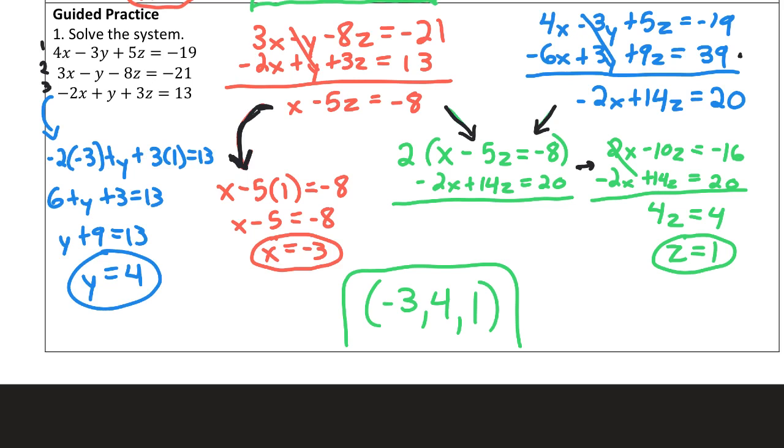So now that I got x is negative 3, z is positive 1, I took the values for those variables and I substituted them into equation 3. And it doesn't matter what equation you substitute back into, but I substituted into equation 3, and that allowed me to solve that out and get y equals 4. So my ordered triple was (-3, 4, 1). So a lot to unpack, a lot going on.